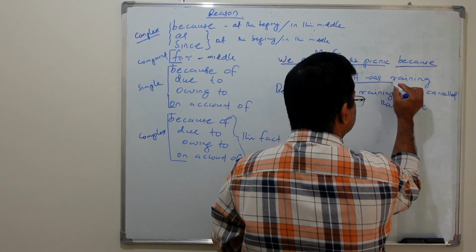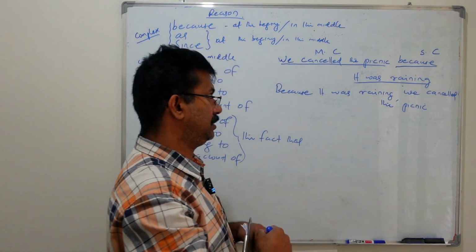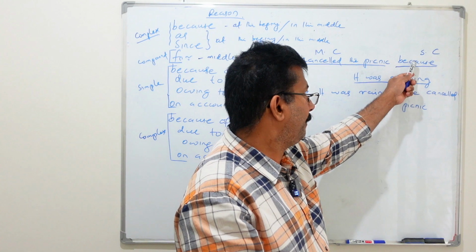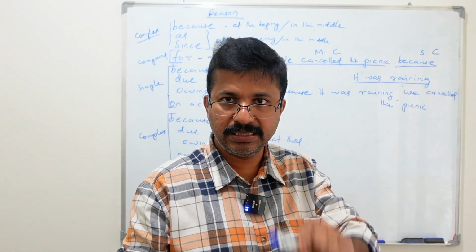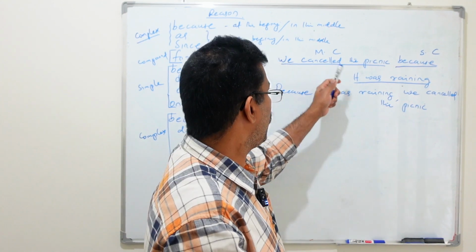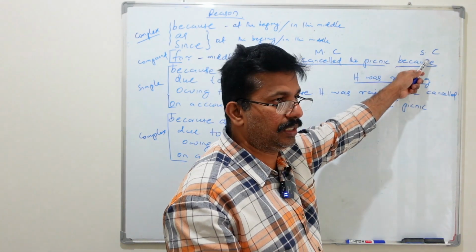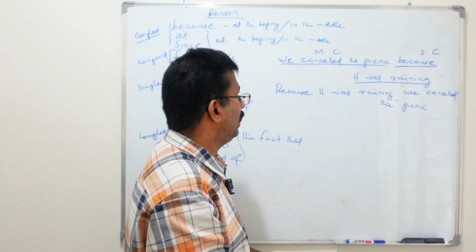Because it was raining is a subordinate clause. SC is the short form of subordinate clause. Because it was raining is incomplete in meaning. It doesn't have full meaning. So that is a subordinate clause. And because of the main clause and the subordinate clause, we have made a complex sentence.